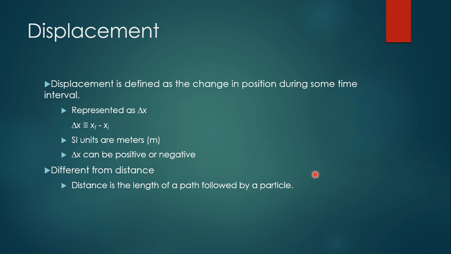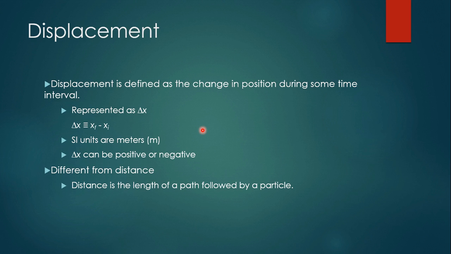So let's see what displacement means. Displacement is defined as the change in position during a time interval. It's represented by delta x, which is given as x final minus x initial. Now one must notice that displacement does not depend on the path taken by the object. It only depends on the final and initial points. So basically displacement is nothing but the shortest distance between the starting and the end point.